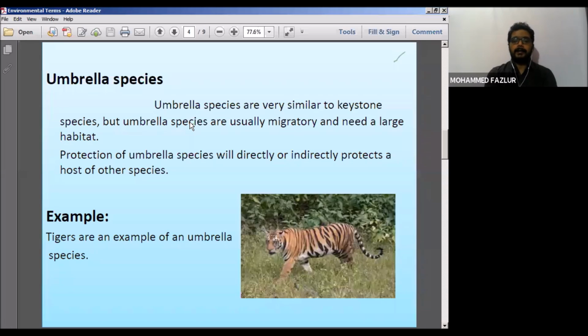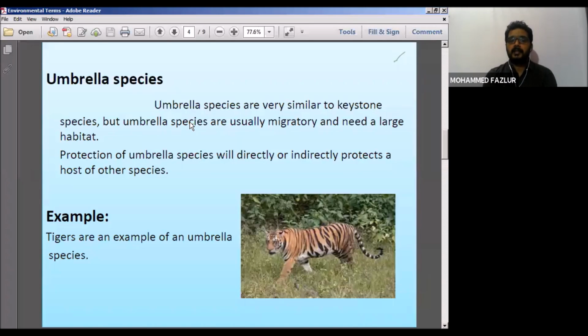So how are they directly or indirectly linked? For example, after declaring a particular species as an umbrella species, that species is directly or indirectly linked to any other species, like tigers are linked to deer, or any other species, and deer are linked to any other primary species. After giving protection to the tiger, you are directly or indirectly protecting all the species in that ecosystem.